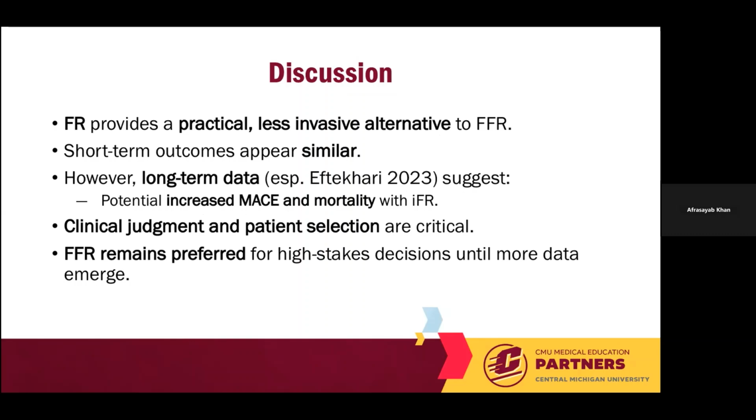Therefore, we do recommend that clinical judgment and patient selection on an individualized basis are critical in deciding which modality to use. FFR remains preferred for high-risk patients or high-risk decisions until more data emerges.